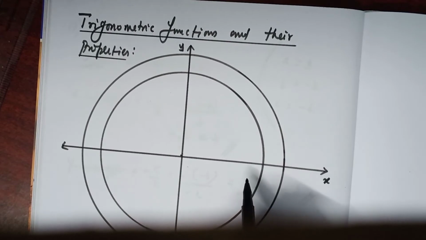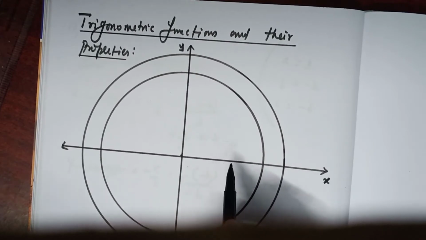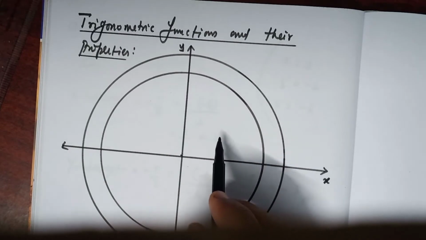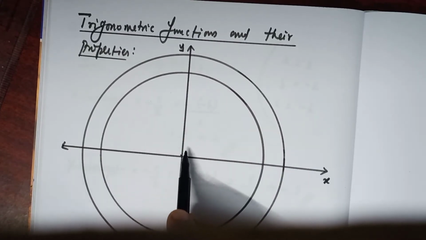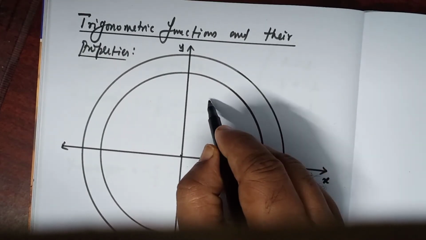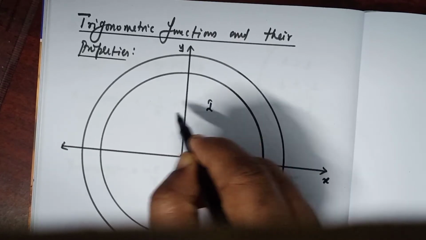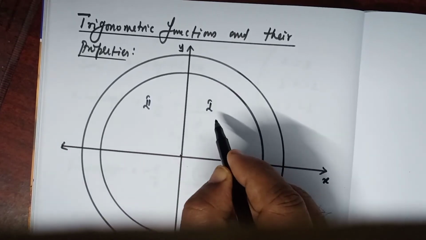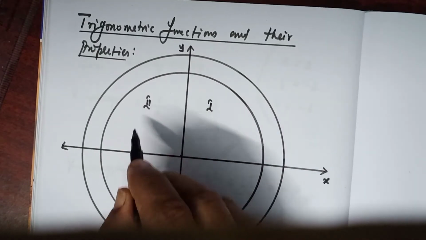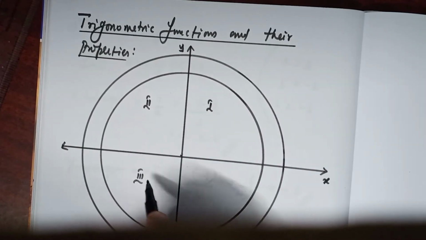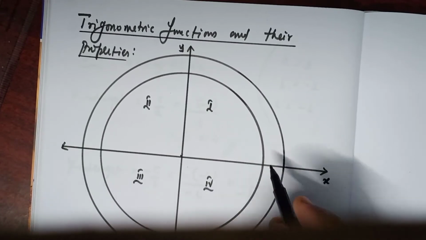I divide the circle into 4 quadrants. Each quadrant is a sector having the central angle as 90 degrees. This is the first quadrant. Second quadrant, we have to consider in anti-clockwise direction only. Anti-clockwise means positive direction. Clockwise, that is negative direction. Remember, first quadrant, second quadrant, third quadrant, that is fourth quadrant.